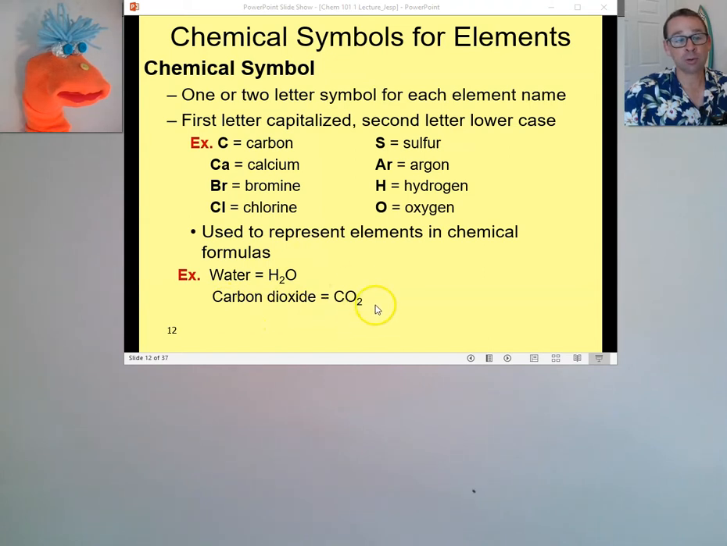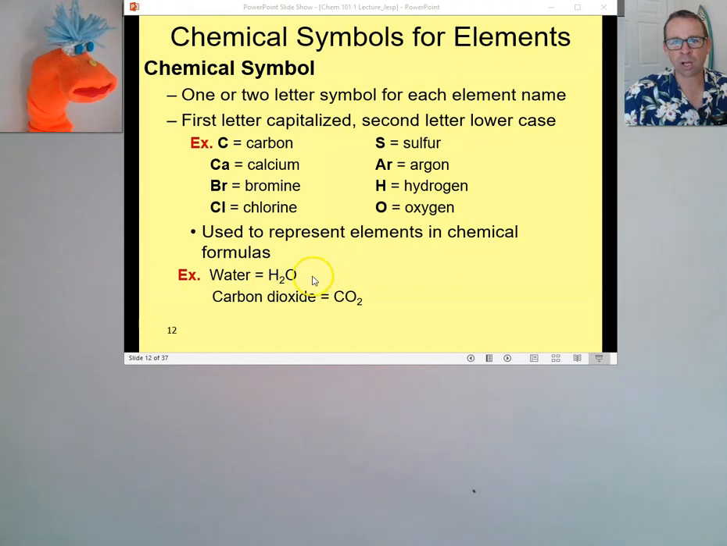Chemical formula for carbon dioxide, CO2. And we'll talk more about these chemical formulas in the future. But in general, we see that the 2 down here is telling me that I have 2 what? Hydrogens? That's right. Because it's after the hydrogen, I have 2 hydrogens. We don't put a 1 down there if I only have one of the elements. So that means I have 1 oxygen there.